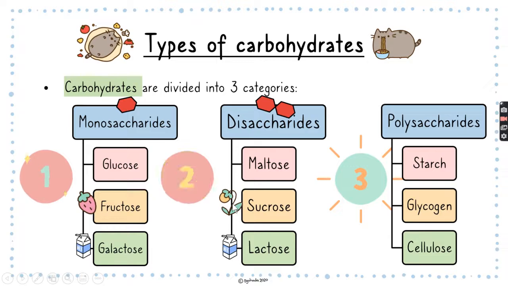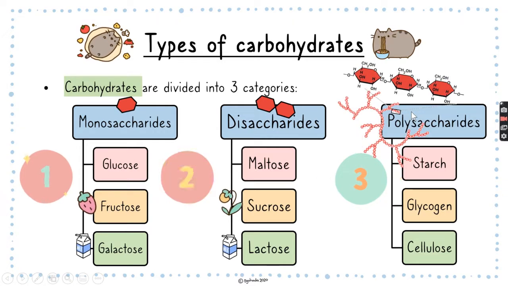Sucrose is found in plants, so obviously it's got to do with fructose. It's fructose and glucose joined up together, you get sucrose. In terms of lactose, it's glucose and galactose being joined up together, and that's how you form the disaccharide lactose. Polysaccharides mostly are being formed from glucose molecules.